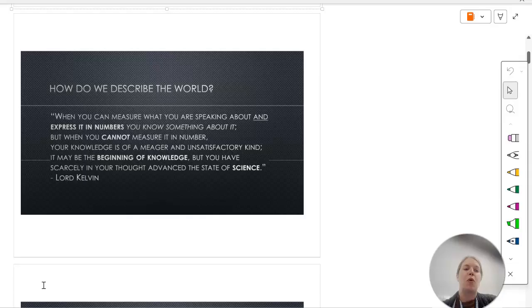So this is a quote from Lord Kelvin: when you can measure what you are speaking about and express it in numbers, you know something about it. But when you cannot measure it in numbers, your knowledge may be of a meager and unsatisfactory kind. It may be the beginning of knowledge, but you have scarcely in your thought advanced the state of science.